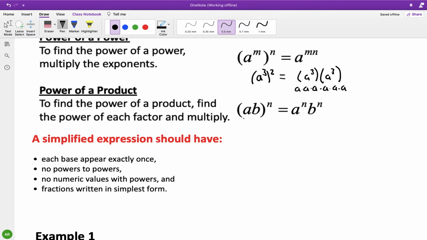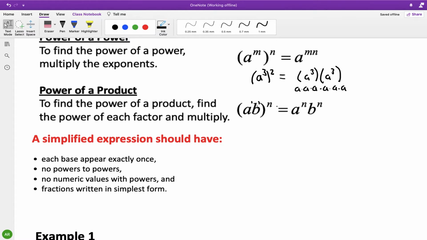Now, a lot of students with this particular one, I like you guys to think of this as being a 1 right here. If it does not have an exponent, it will always have an exponent of 1. So 1 times n is n, 1 times n is n. So it's another way of looking at it. You just have to make sure that that exponent on the outside is being applied to everything on the inside. It's really similar to the distributive property, but it applies only to exponents.